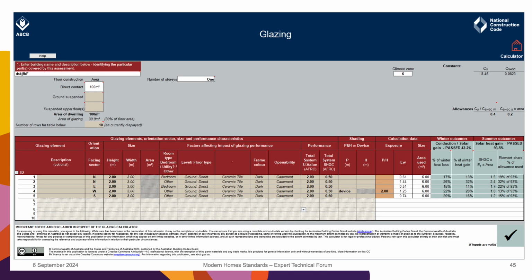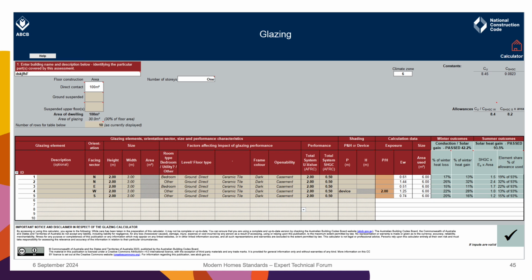The new calculator has got some new data inputs. If you don't put in those data inputs correctly, it's going to be a lot harder in a lot of cases. So there's things like, what type of room is it in? Is it a bedroom, utility area, or other, like a living area? What sort of floor is it? Is it in direct contact with the ground? Is it an upper floor? Is it a timber floor? What's the floor covering, particularly on a slab? It doesn't affect timber floors at all. The colour of the frame and the openability of the windows.